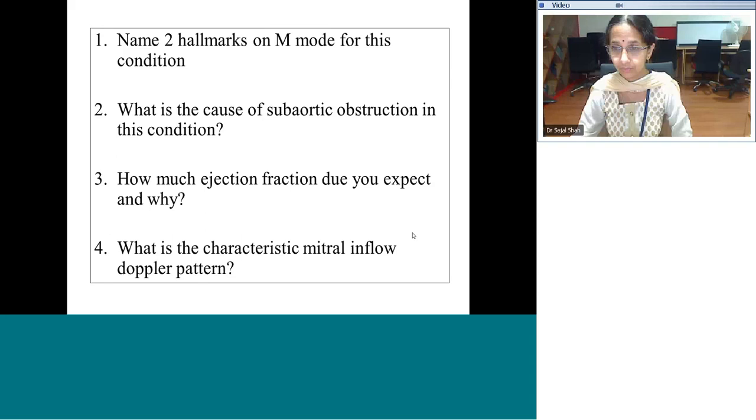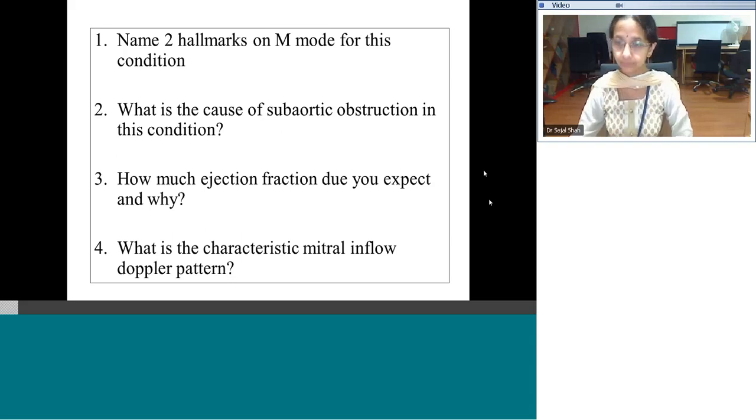Okay, let's go to the next question. What is the cause of subaortic obstruction in this condition? So what typically causes obstruction in hypertrophic cardiomyopathy? Okay, so it's dynamic, but because of what? Why does the dynamic obstruction come? Okay, one is systolic anterior motion of the mitral leaflet. So why peculiarly there is systolic anterior motion of the mitral leaflet?